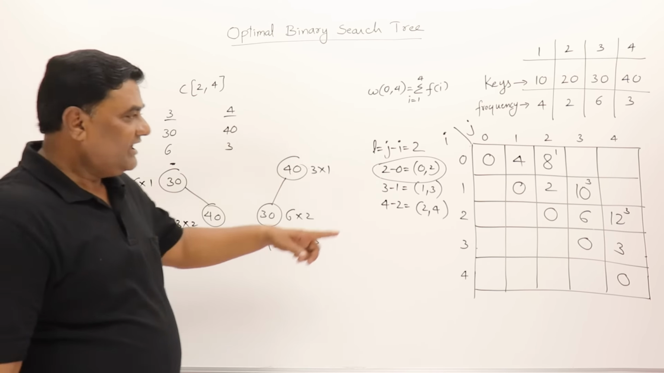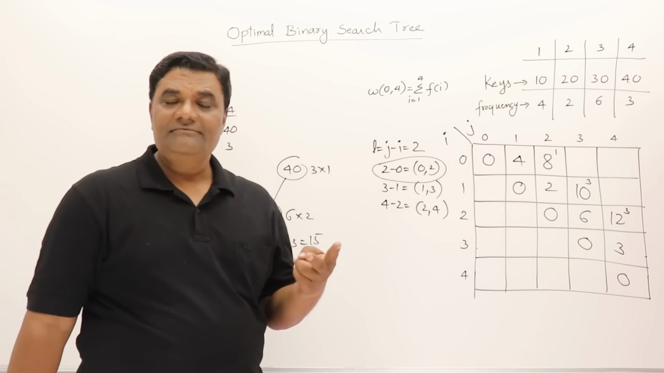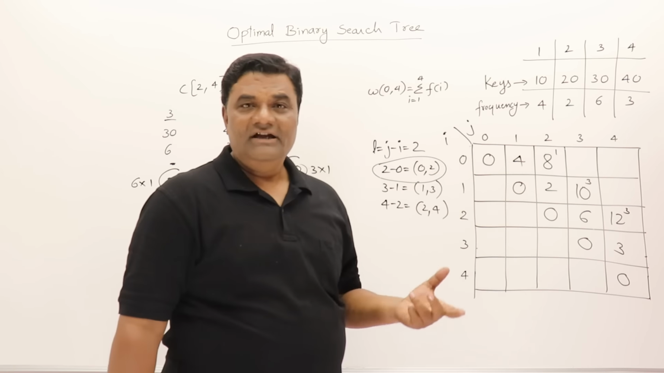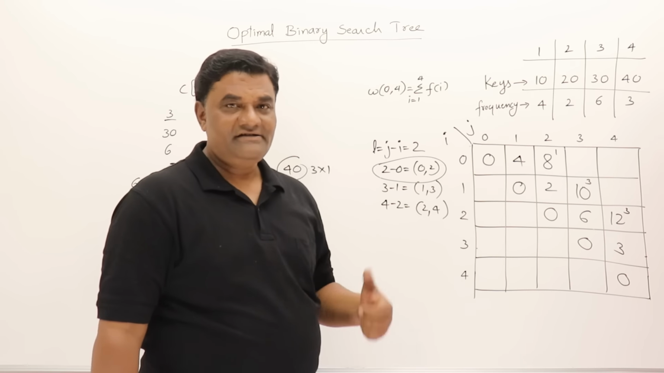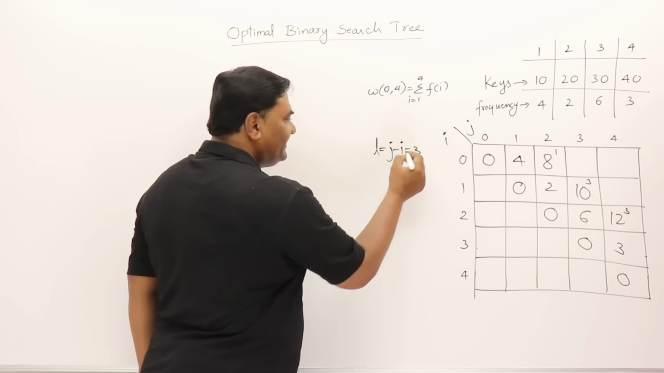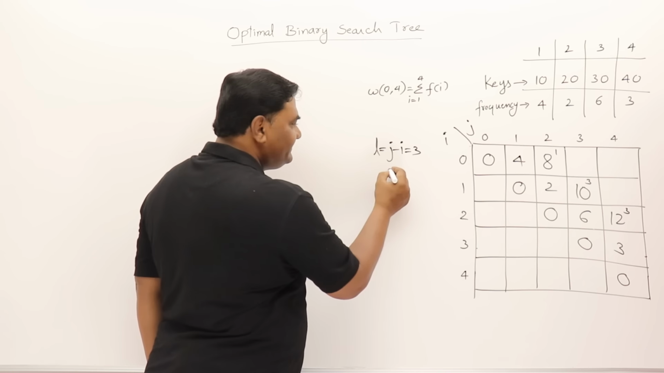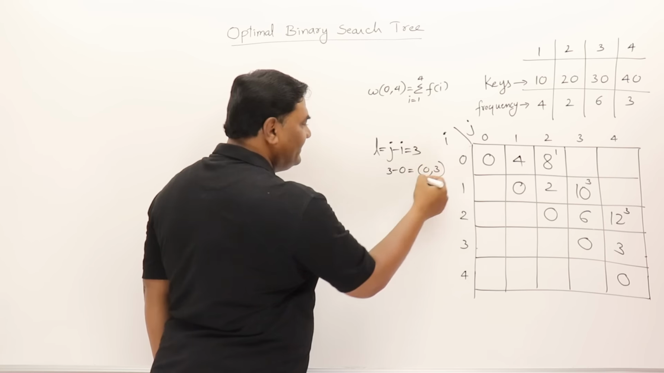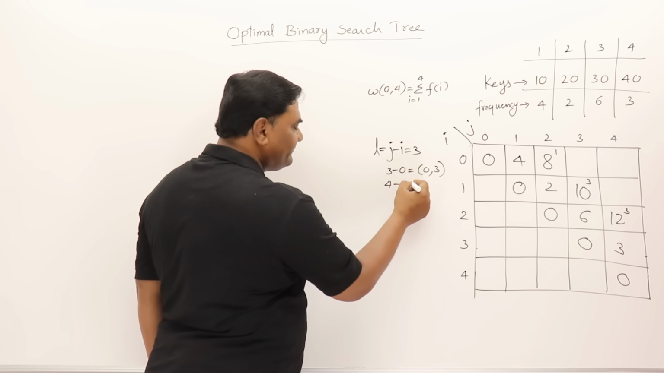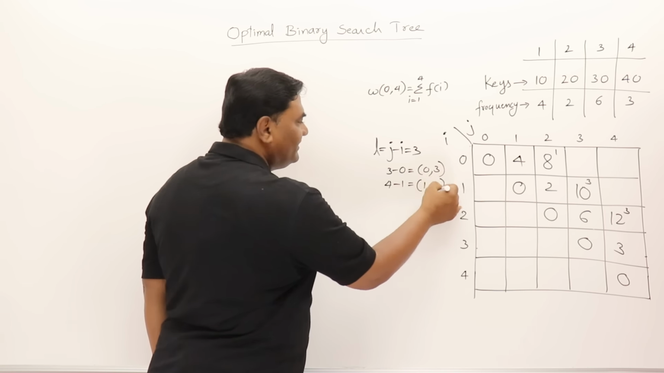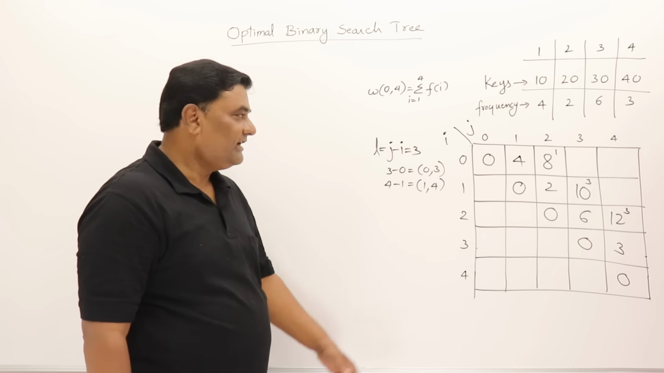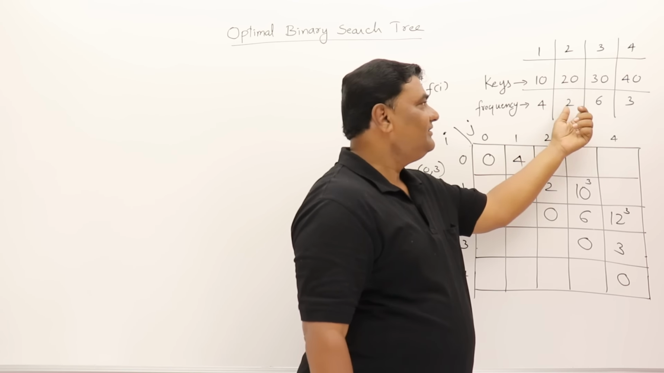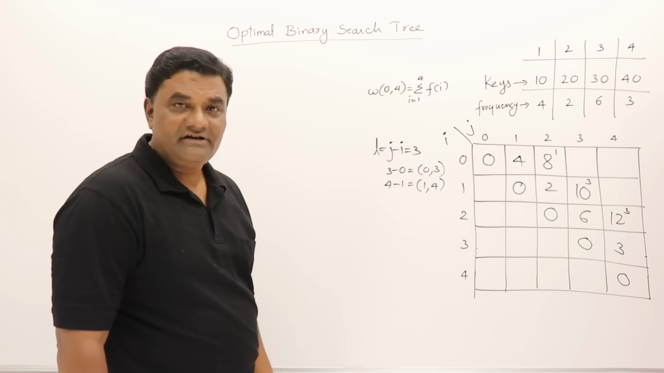So that's it. We have filled up this diagonal where every time we were considering 2 keys. Now we have to fill up the next diagonal and consider 3 keys at a time. Now j minus i equals 3. So what are the possibilities? j is 3 and i is 0, so this is 0 comma 3. And j is 4 and i is 1, so this is 1 comma 4. These are the two possibilities. So I should consider the first 3 keys, that is 1 to 3, and then 2 to 4. So 3 keys I should select.